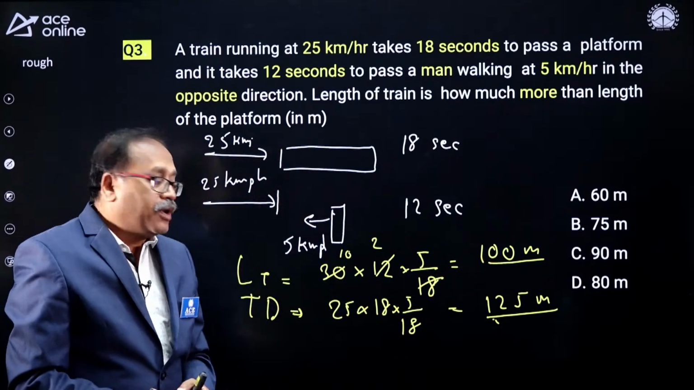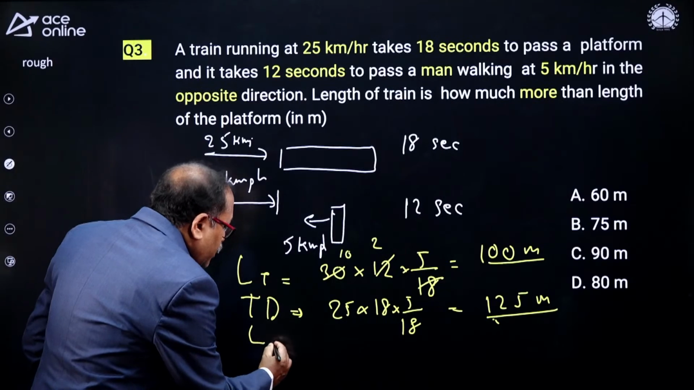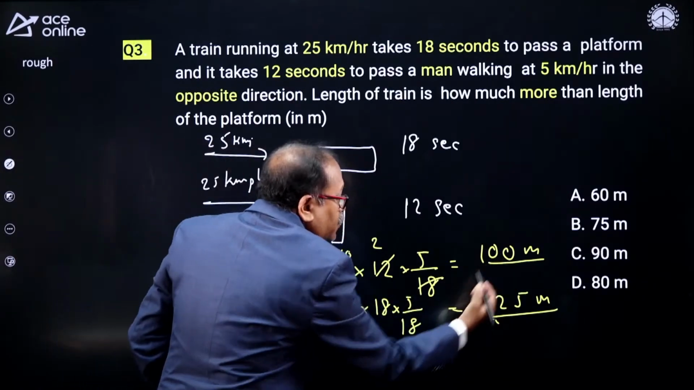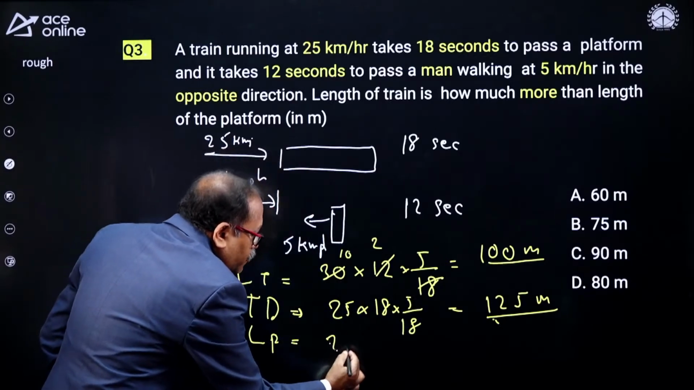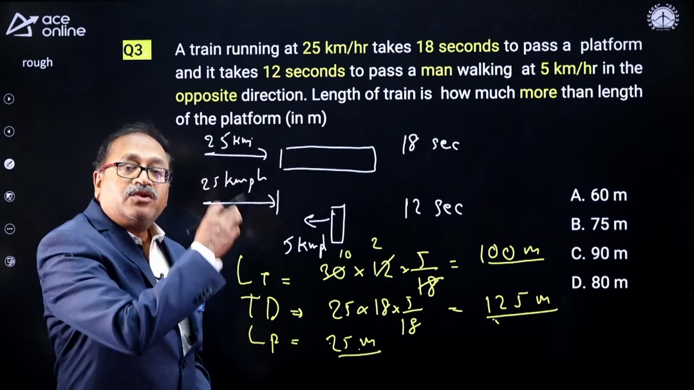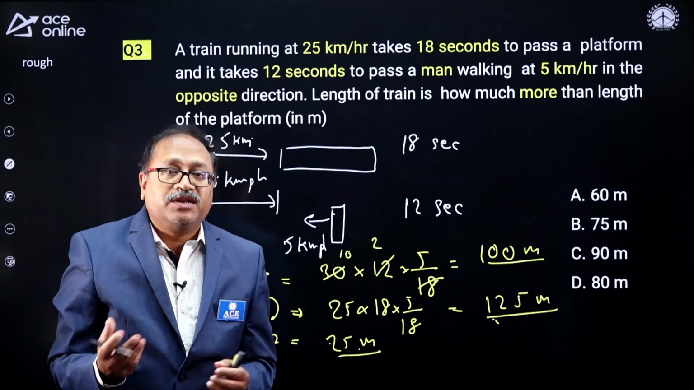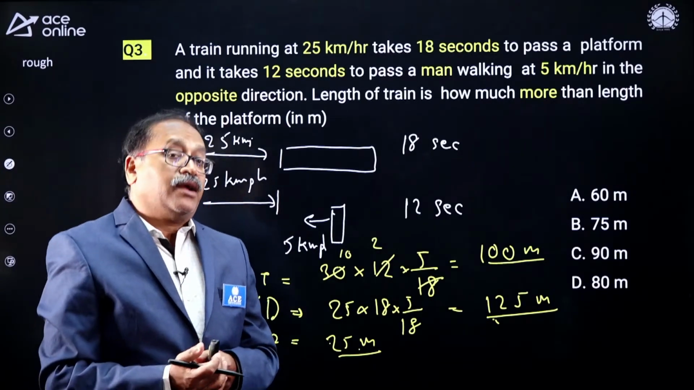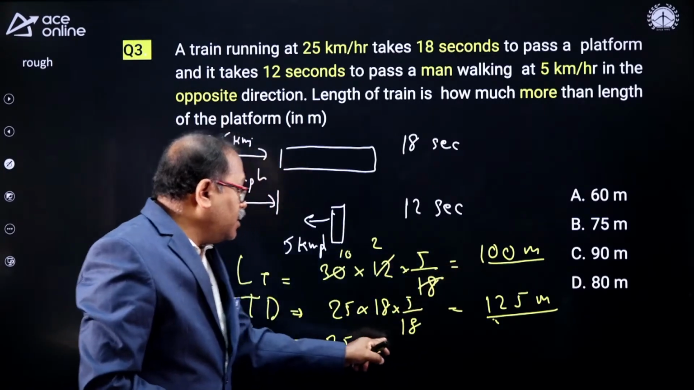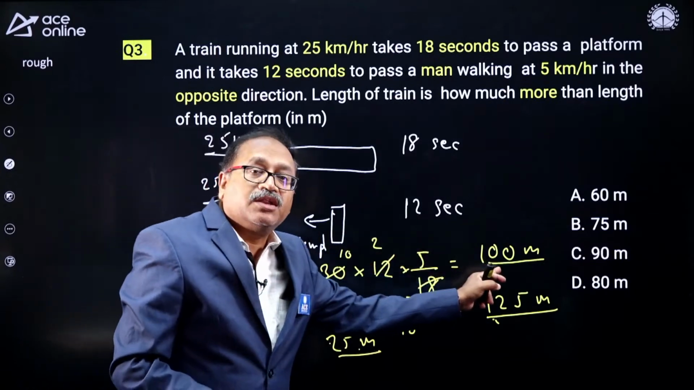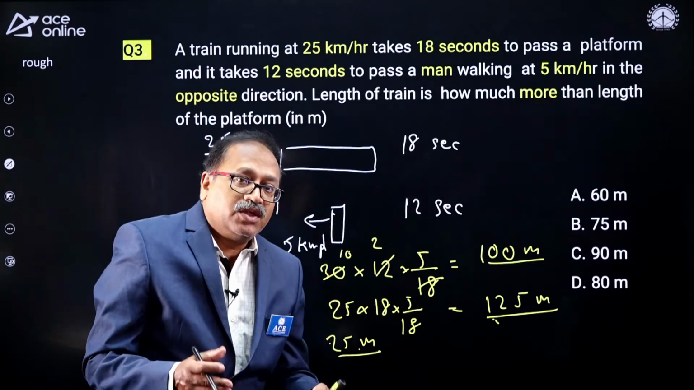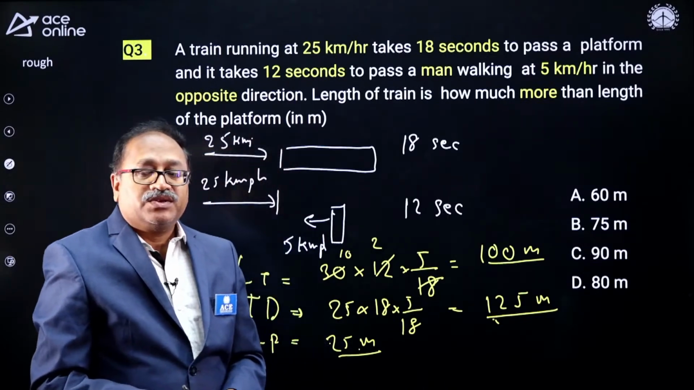So what is the length of the platform? Let me write it down as LP. Length of the platform is 125 minus 100, which is 25 meters. Done. When you look at the question, what does the question ask? What is the difference between the length of the train and the length of the platform? So the length of the train is 100 meter and the length of the platform is 25 meters. The difference is 75 meters.